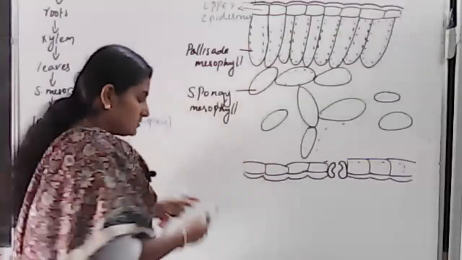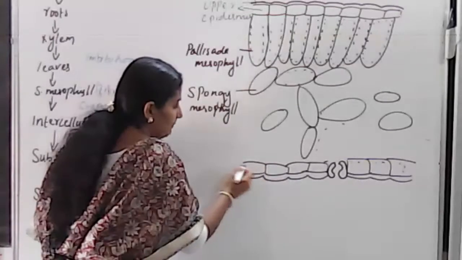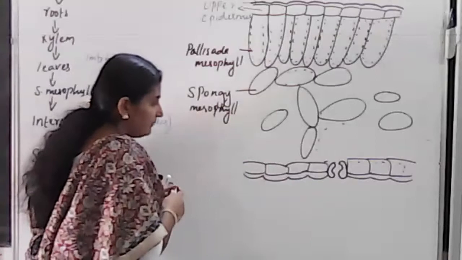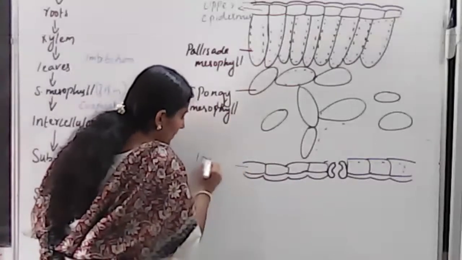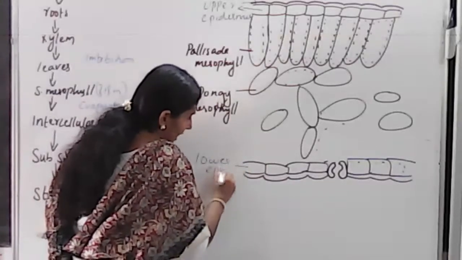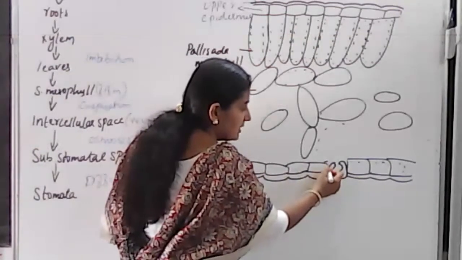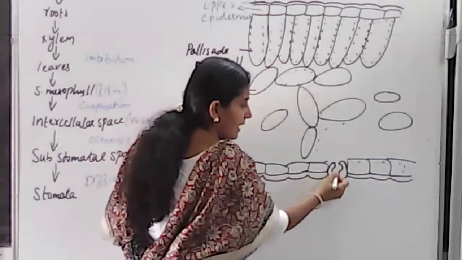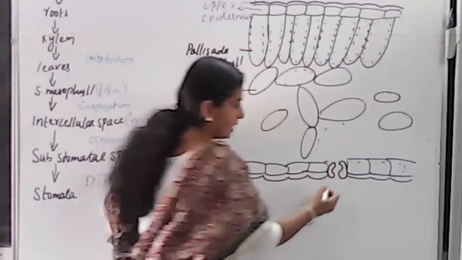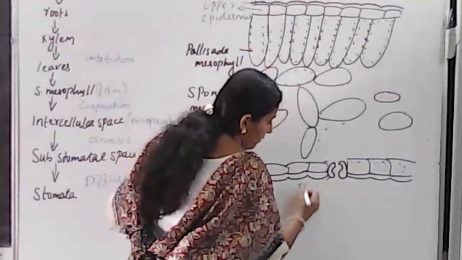Then comes the next part, that is the lower epidermis. So we have the upper epidermis, then comes the lower epidermis, and in the lower epidermis region, in between these epidermis cells, you have a kidney-shaped structure which you call the stomata.